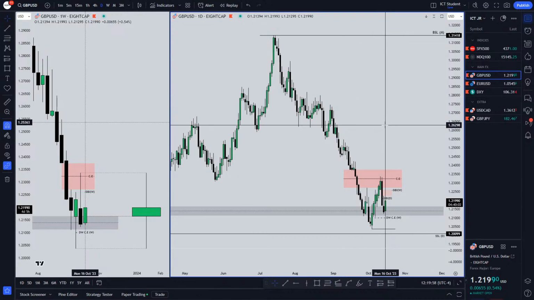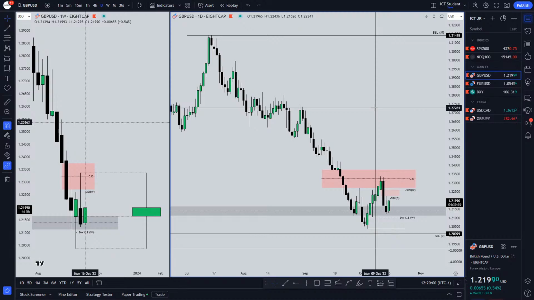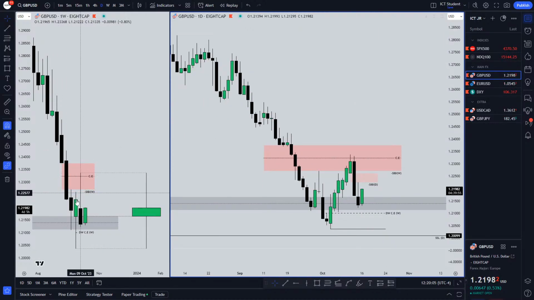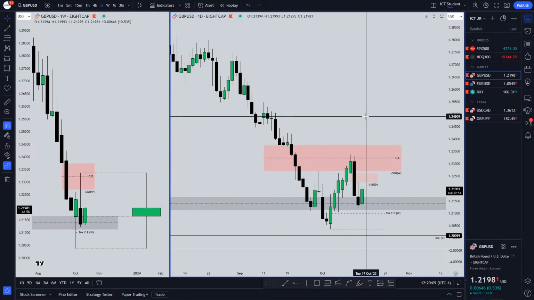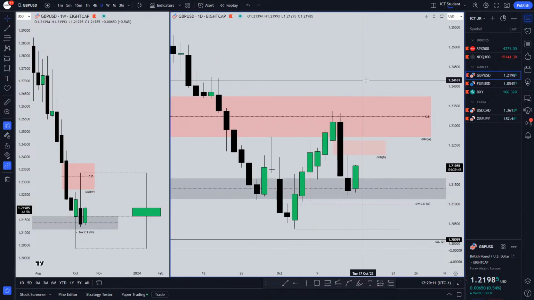Mondays aren't very ideal for me to trade. I like watching the weekly candle print. That's why I have this right here, weekly. So I like watching that power 3 on the weekly. But let me go back to the analysis.